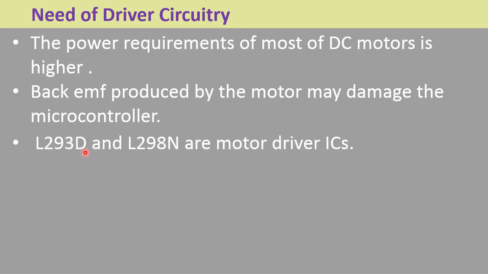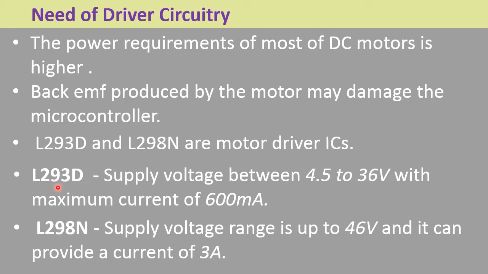IC L293D and L298N are the most popular ICs to drive the DC motor. L293D is designed to provide supply voltage 4.5 to 36 volt and can supply current up to 600 milliampere. L298N is a higher version which is designed to provide current up to 3 ampere and it can supply voltage up to 46 volt.